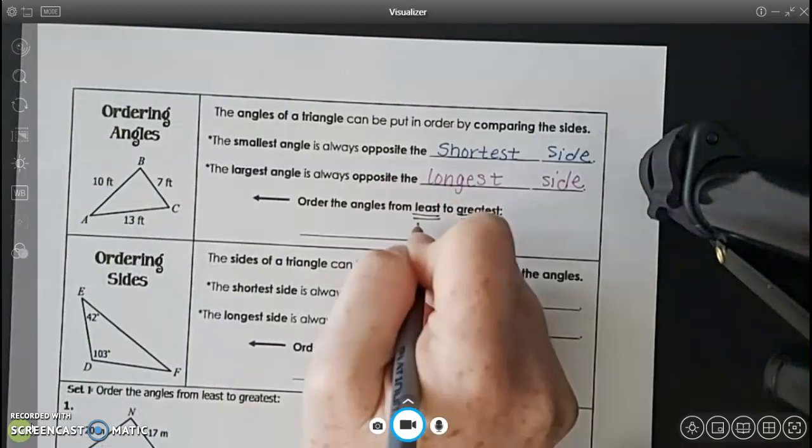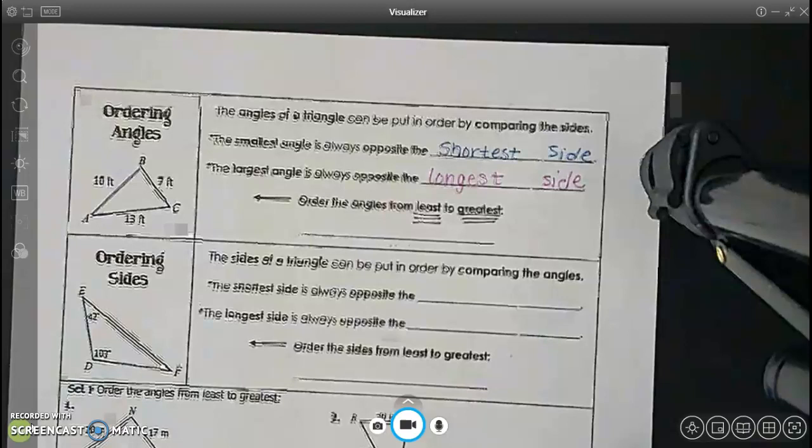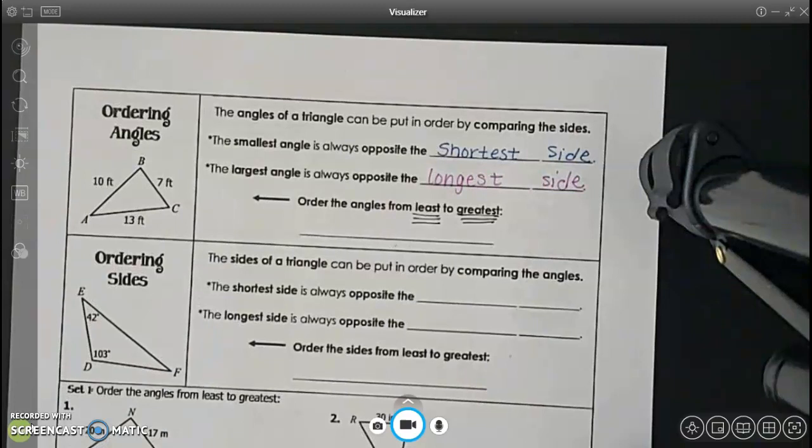Sometimes it will say least to greatest, and sometimes it will say greatest to least, so you've got to be careful here. Let's look at this triangle on the left. We have triangle ABC. We know that the smallest angle is going to be opposite the shortest side.